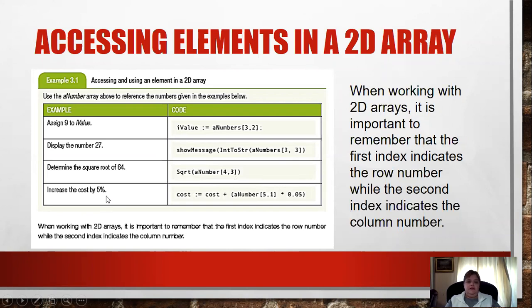Increase the cost by 5%. Here, you could actually reverse this one. Say, if people book their tickets a month or 2 months in advance, they could get a 5% discount. So cost equals, assign cost. I've already probably declared and initiated my cost to 0. Then I have my array 5 dot 1 times 0.05 to get my percentage. So that would increase the cost by 5%.